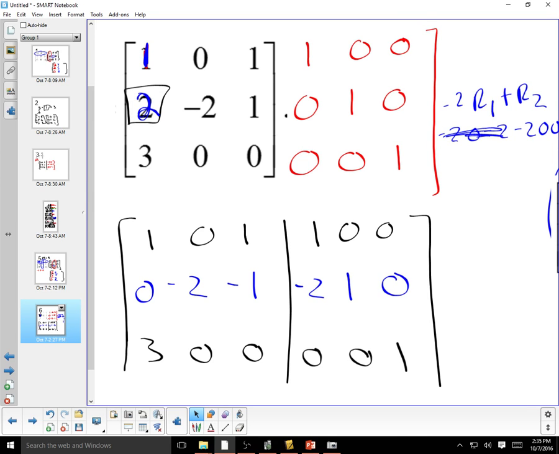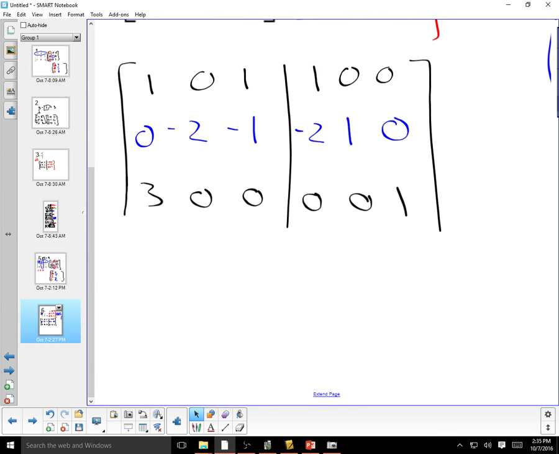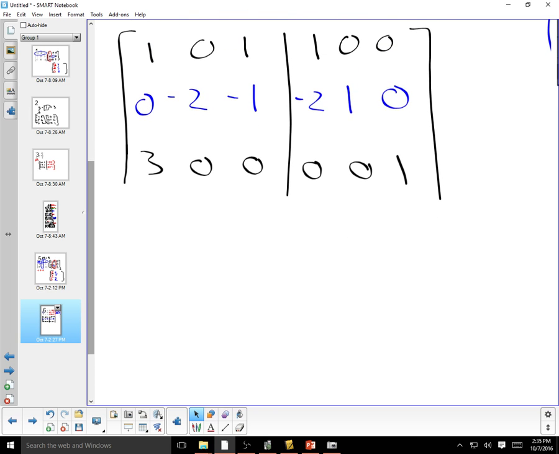Are we good? Okay, it was just one row operation for now, right? Can you guys see okay with this? All right. Any questions at this point? It's exactly like before, right? Just more numbers to multiply out and stuff? Okay, let's keep going. What's my plan now? What do I want to do? Make the 3 a 0. How?